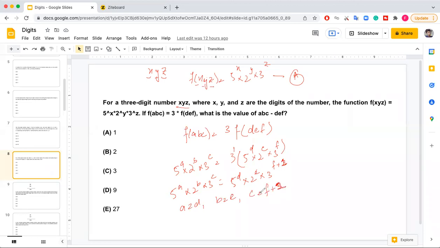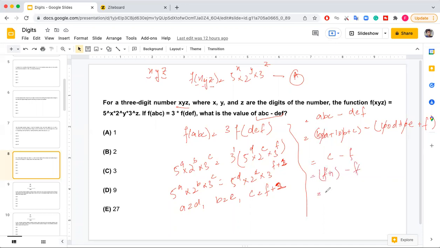Now just substitute in place of what the question is saying: a, b, c minus d, e, f. You have 3 digits, abc minus def. This will be 100a plus 10b plus c minus 100d plus 10e plus f, right? And a is equal to d, so we can straightforwardly cancel this out. b is equal to e, we can cancel this out, and we are left with c minus f, and c is just f plus 1. f plus 1 minus f, f will be cancelled out, and the result will be 1, not 3 or 9.